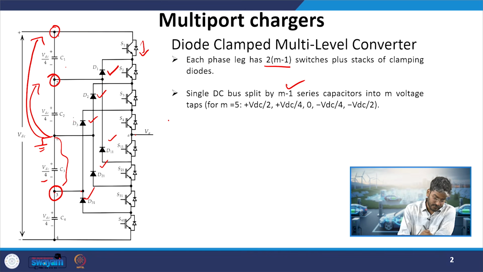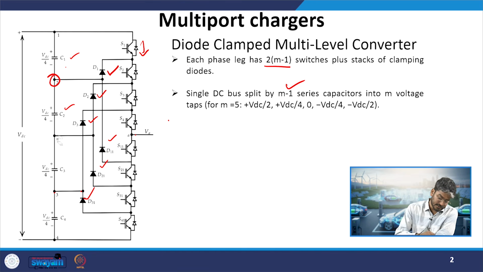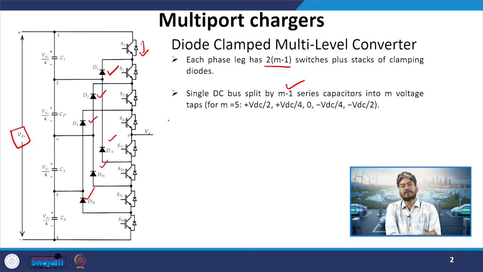So if you see, we have 4 capacitors, C1, C2, C3 and C4, and they are used to split the DC link voltage as they are connected in series. So the entire DC link voltage will be equal to VDC, and each of these capacitors, as 4 of them are in series, will be sharing a potential which will be VDC by 4.